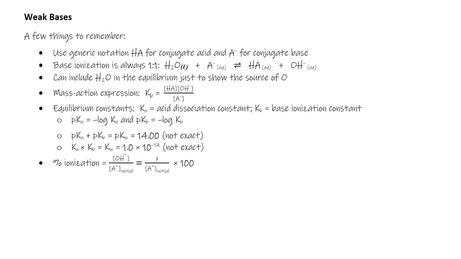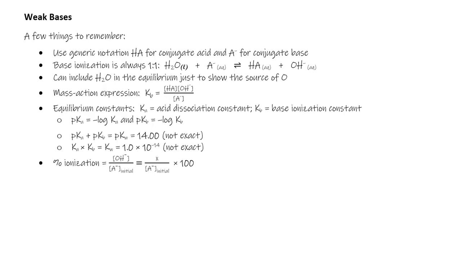The stoichiometry of base ionization is always 1-to-1, so our exponents are 1, and our change row will always be minus x or plus x. The mass action expression is written to exclude liquid water, and the equilibrium constant has the symbol Kb, which refers to the base ionization constant.